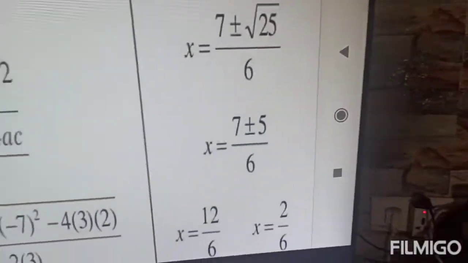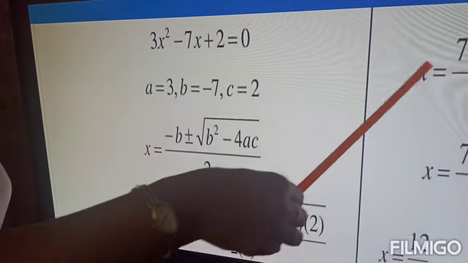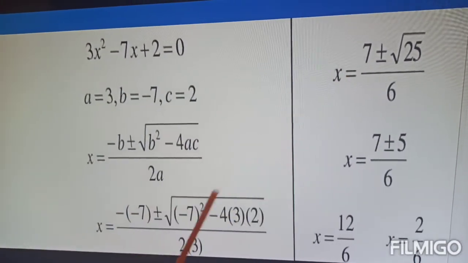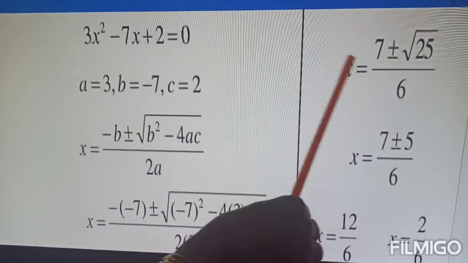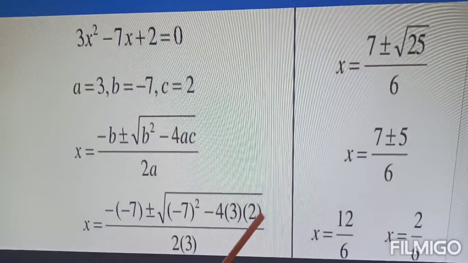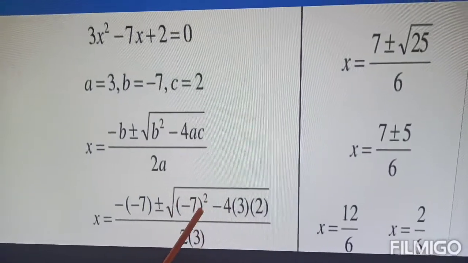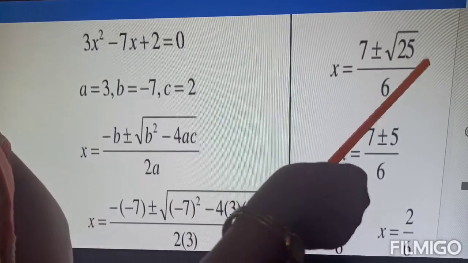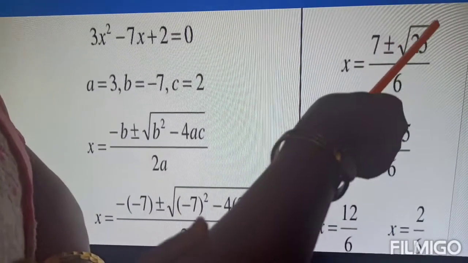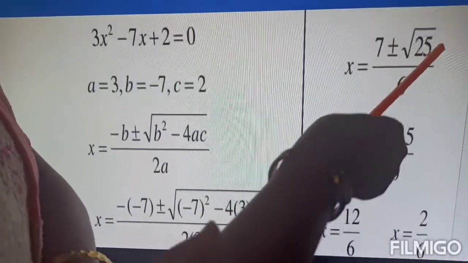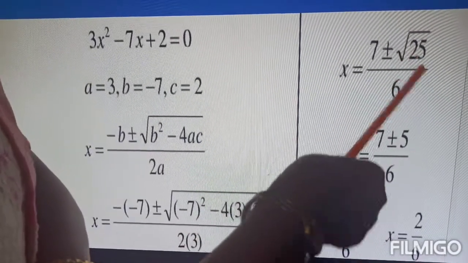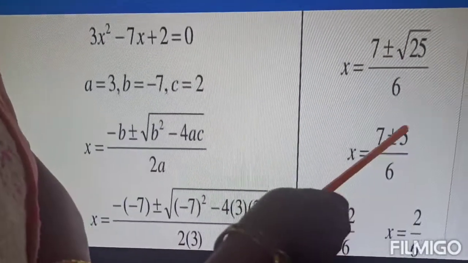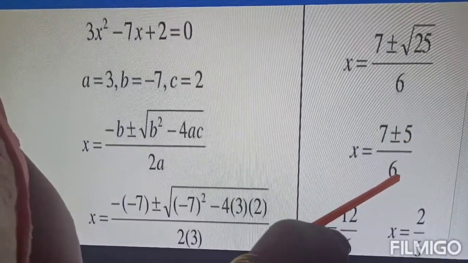See here. Minus into minus is plus 7. In the next step, minus into minus becomes plus 7, and plus or minus as it is, square root as it is. Inside the root we simplified this and got plus 25. In the denominator, 6. Here also we got a square number, 25. What is the root of 25? We know that is 5. So 7 plus or minus 5 divided by 6.